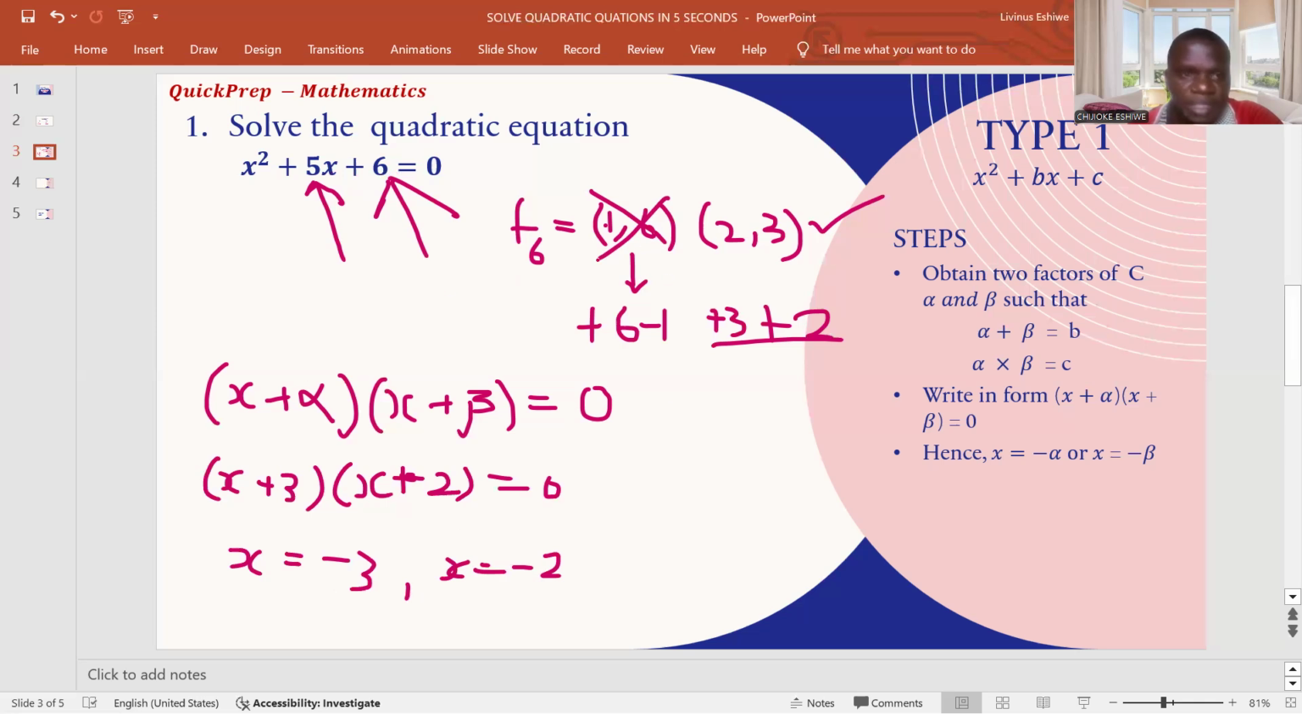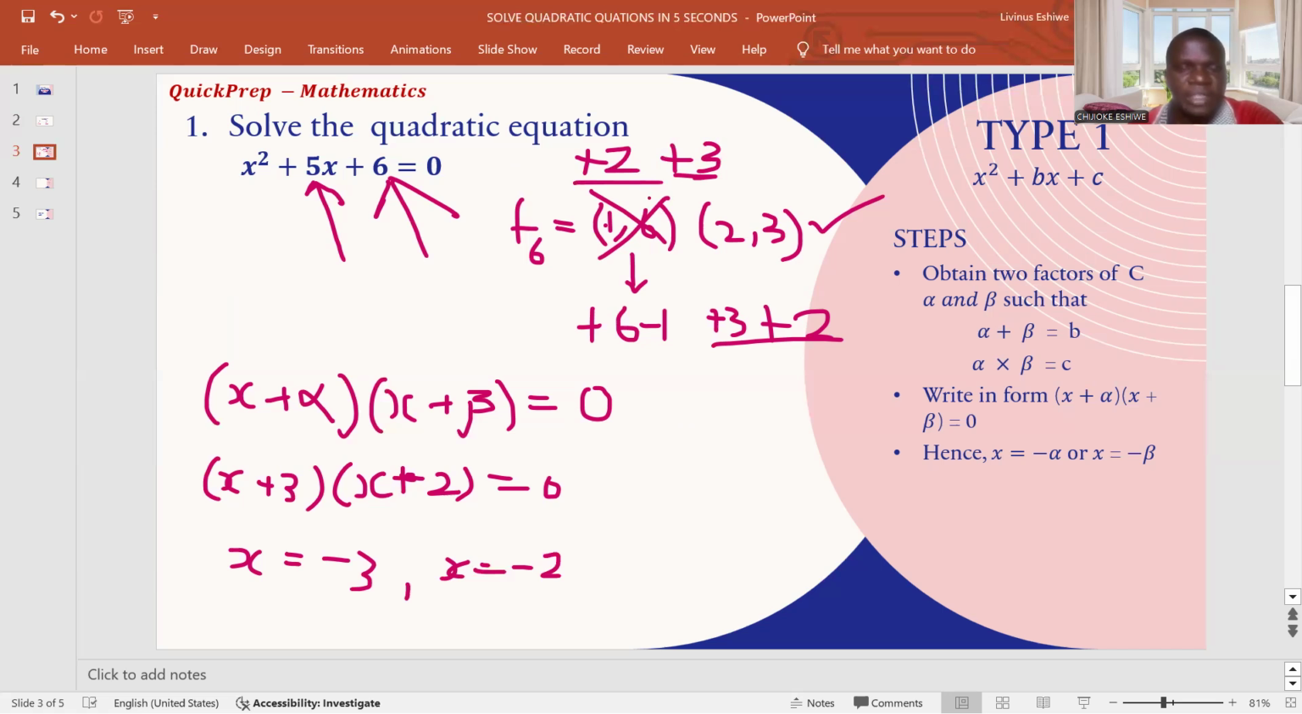Now, let me explain this. The factors of c that we have adjudged to be the correct factors are positive 2 and positive 3. Then that simply means that the solution to this equation is simply changing the signs. That means x is equal to minus 2 or x is equal to minus 3. Very fast. Interesting, right? That's good.